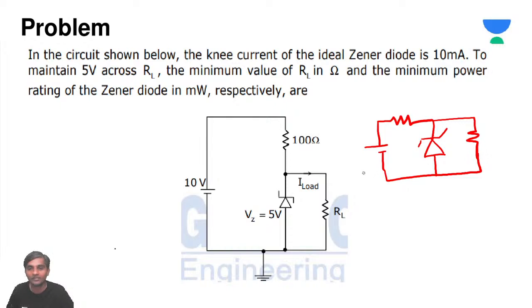This and this circuits are the same, equal. 10 volts, 100 ohms, 5 volts DC, 5 volts Zener, the RL. Don't think that the circuit is something different. The circuit is the same as the previous case. He's asking RL minimum.